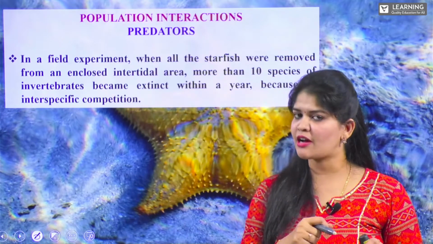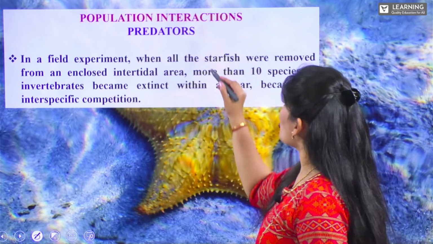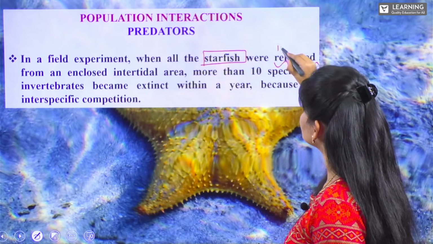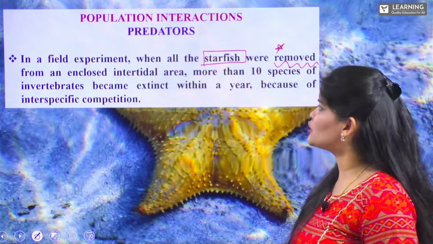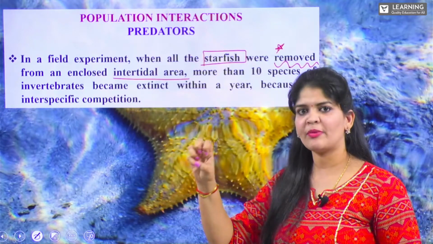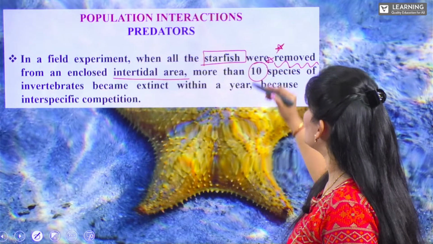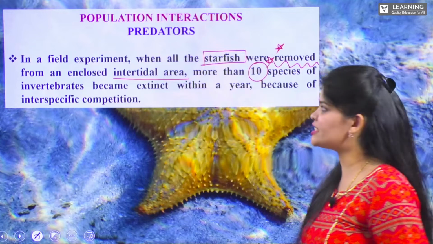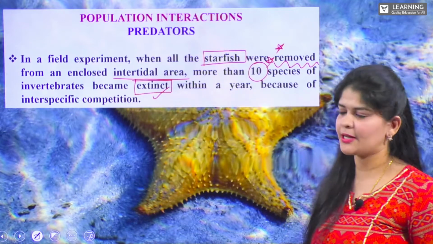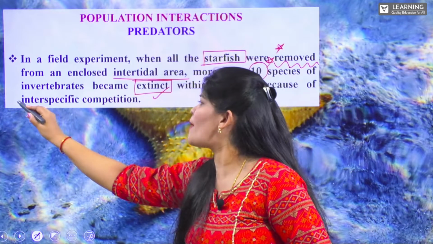We know that this starfish Pisaster is a great superior predator. When all the starfish were removed from an enclosed intertidal area, from an intertidal community, more than 10 species of the invertebrates became extinct within a year because of interspecific competition. This is very important.